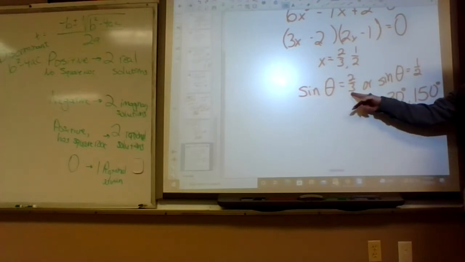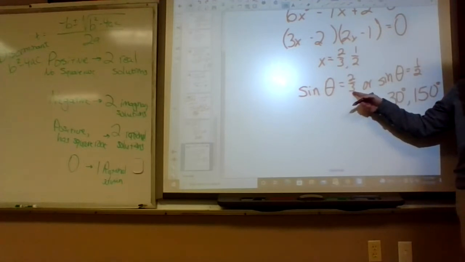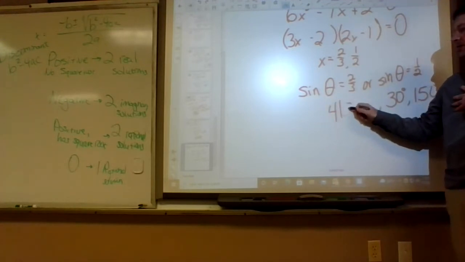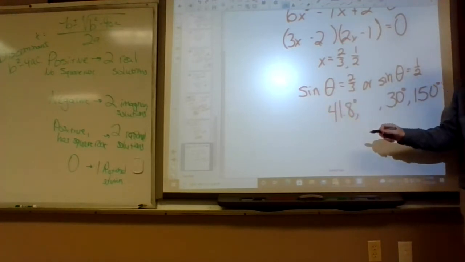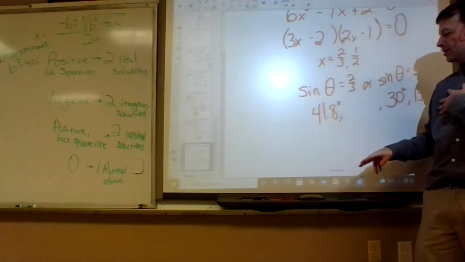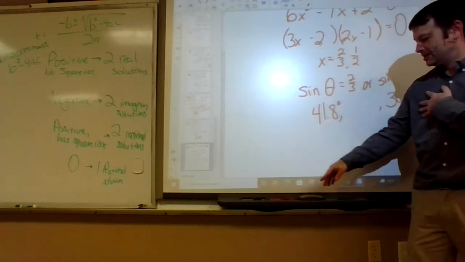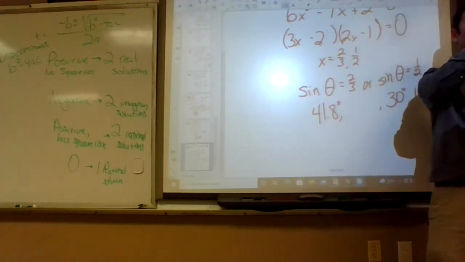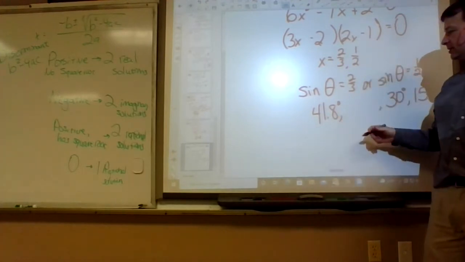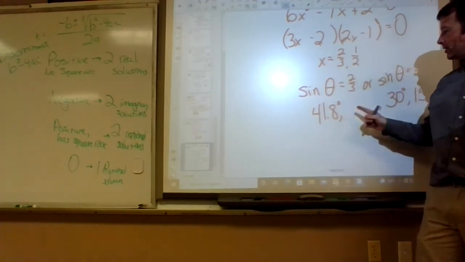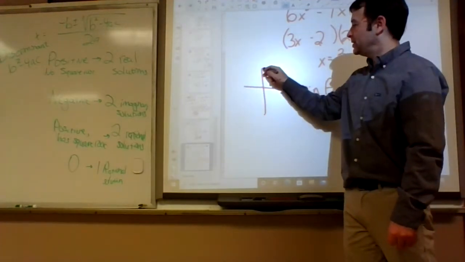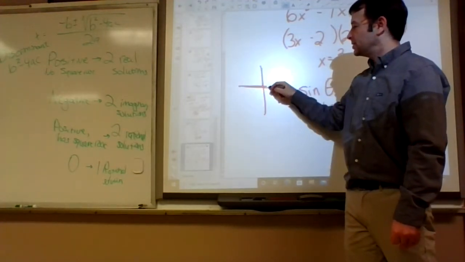210, 330. What did this one come out to? This one's gonna be uglier. It was 41.8 and then 130.2. So you do 180 minus. Second quadrant is gonna be short of 180, right? So you gotta do 180 minus. Wait, we're doing the second. Yeah, this is a first quadrant angle. Second quadrant runs from 90 degrees to 180 degrees.